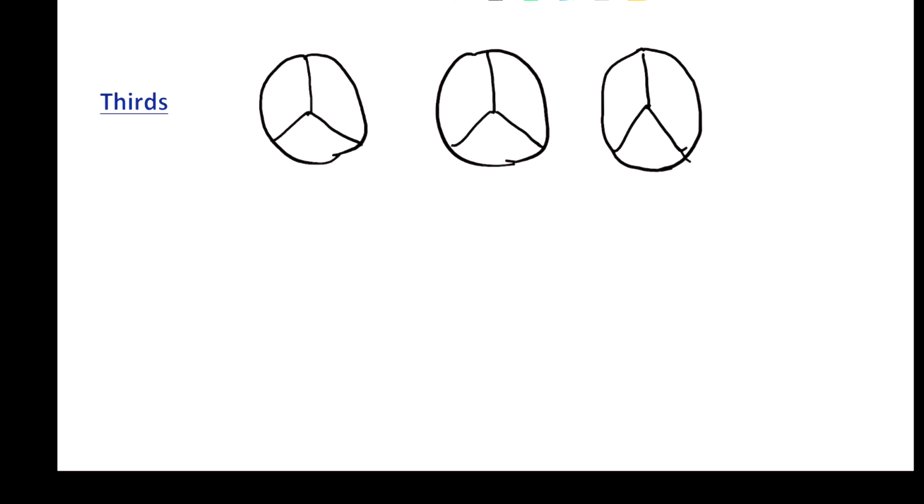Now let's talk about thirds. As you see, I draw three circles. Each of the circles is divided into three equal parts. If I shade one part of the first circle, I can say 1/3 is shaded. Let's write 1/3.